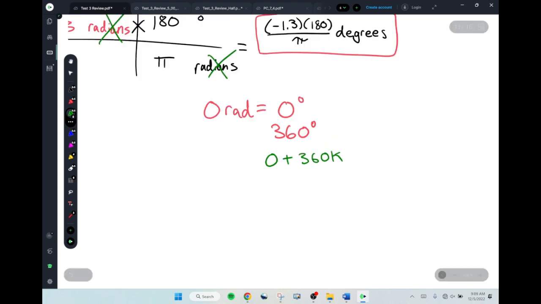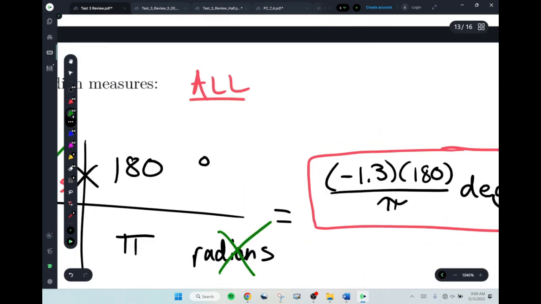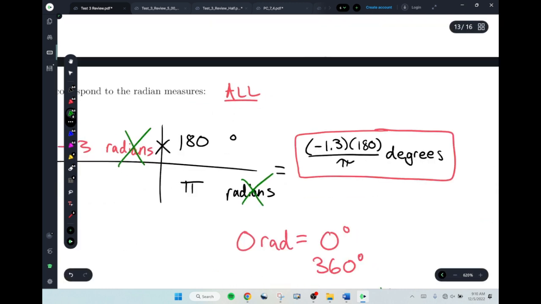No. That's why I said it doesn't have the word all. You know how sometimes it says find all solutions? You know how sometimes it says with capital letters find all solutions? This doesn't. But I'm just saying if they did say that word all, there's that 2 pi k thing or the 360k. Wait a minute.